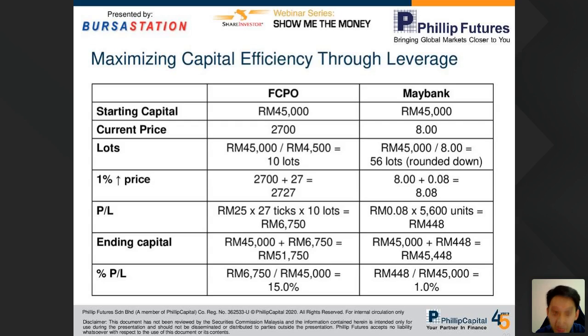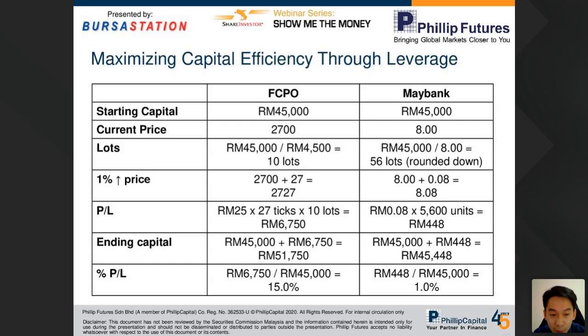Let's assume the current price is 2,700 for FCPO and 8 ringgit for Maybank. Then we fully invested the 45,000 into these two assets. From FCPO we have 10 lots. 45,000 divided by 4,500 is 10 lots. By fully investing, we're able to get 10 lots. As for Maybank, we are able to get 56 lots. This is rounded down actually. There's odd lots of 25 there, so I'll round it down to 56 lots. This is a slight round down and won't affect the results significantly.